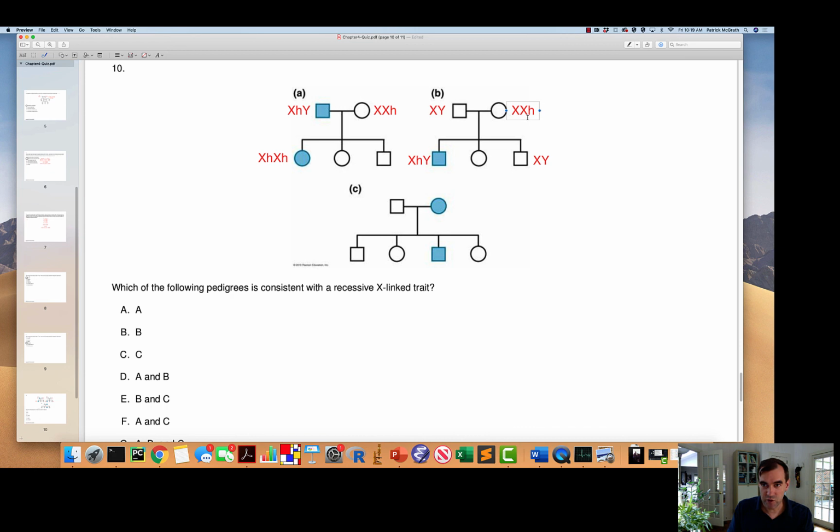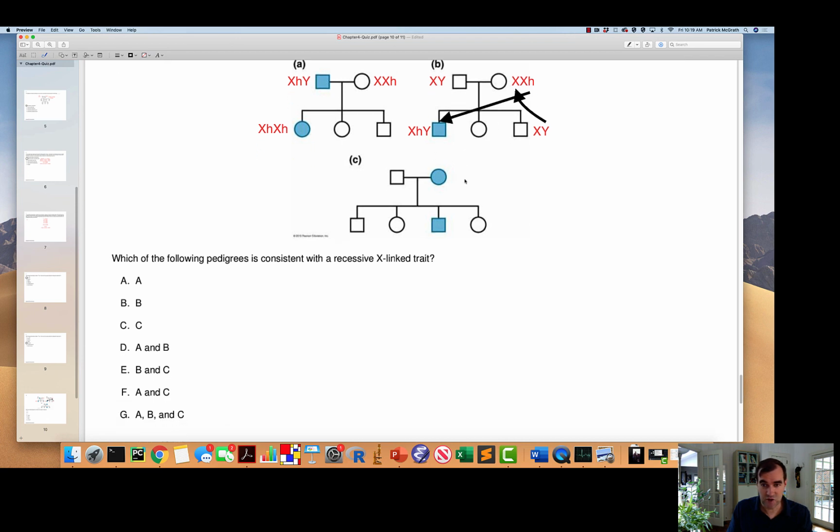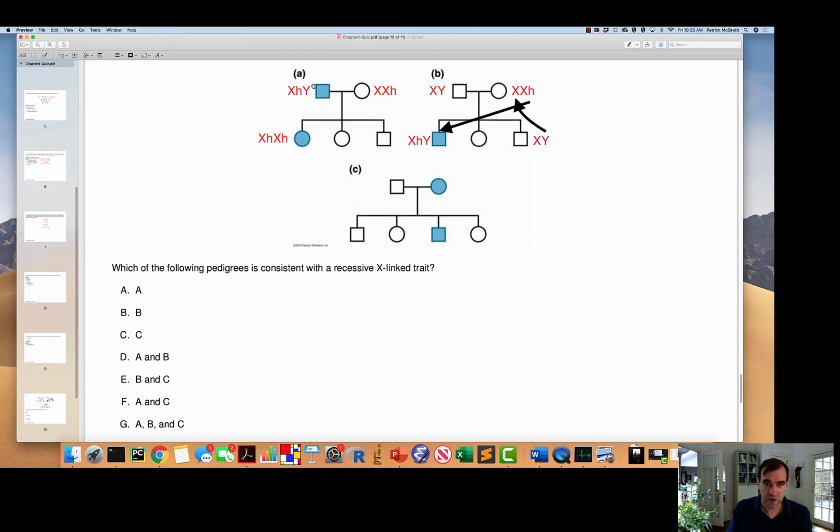Is it possible that you have one son that has it and one son that does not? Yes, that's true. The mother passed on one X chromosome to one son, and a different X chromosome to the other son. And in both cases, the father passed on the Y. Can she also have a daughter that does not have it? Yes. This daughter can either be a carrier or a non-carrier depending on what the mother passes on, because we know the father passed on an X chromosome that does not have the trait. So A and B both look good.